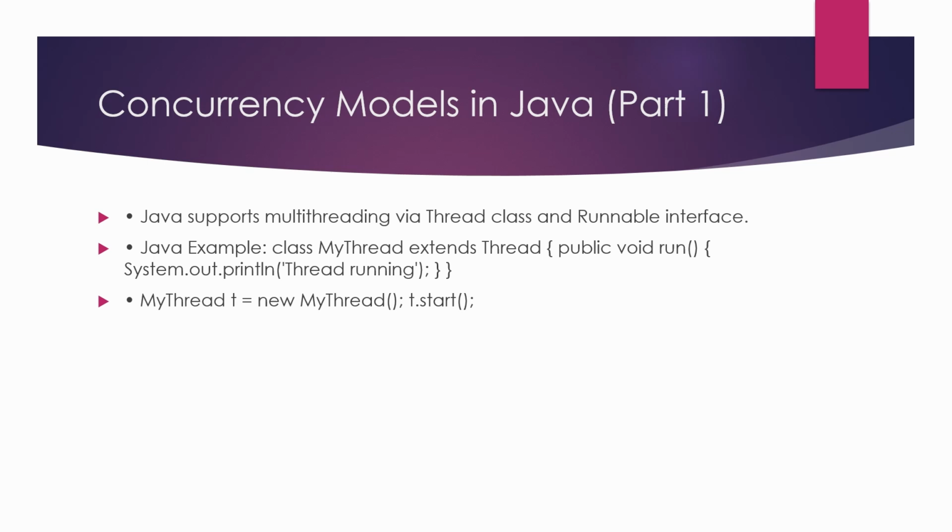Java supports concurrency through its built-in multithreading capabilities. The Thread class and the Runnable interface allow us to create threads. We can override the run method in the Thread class to define the task and then start the thread with the start method.